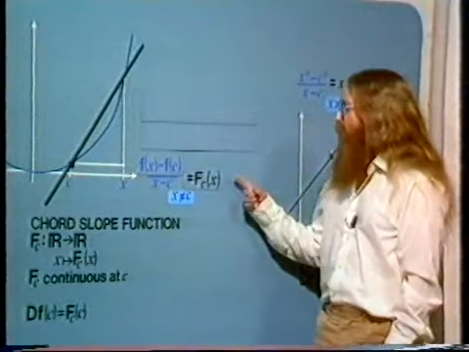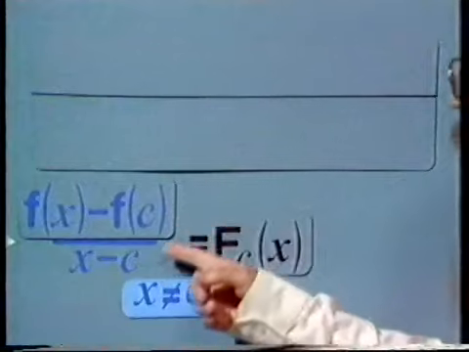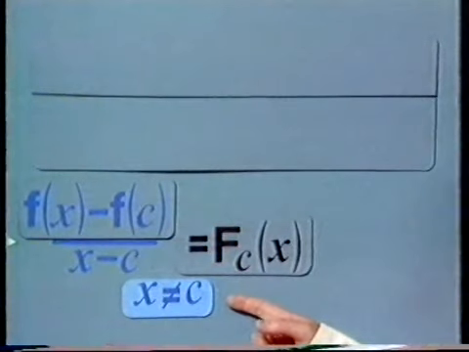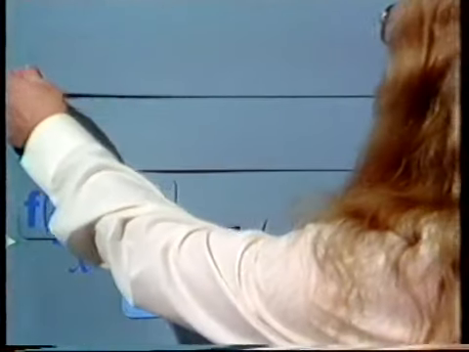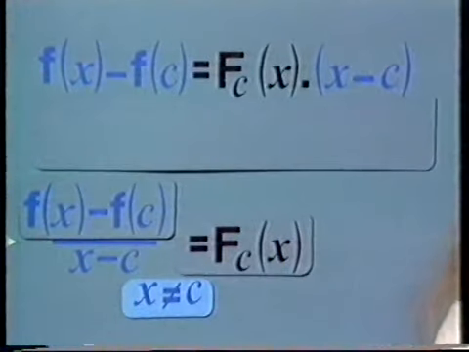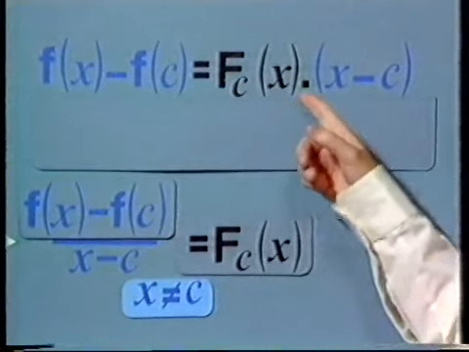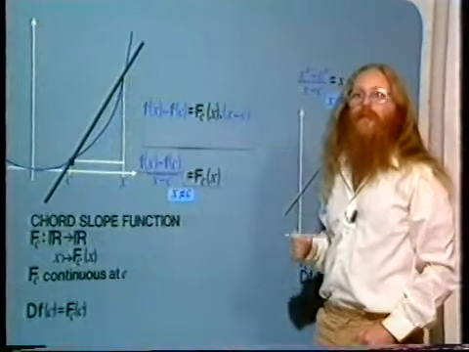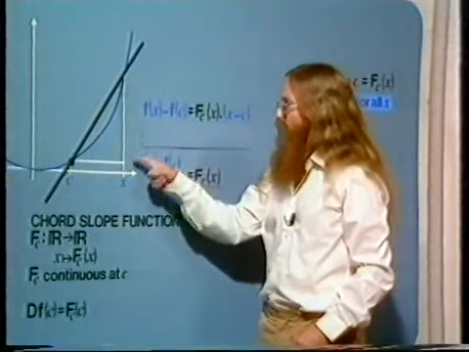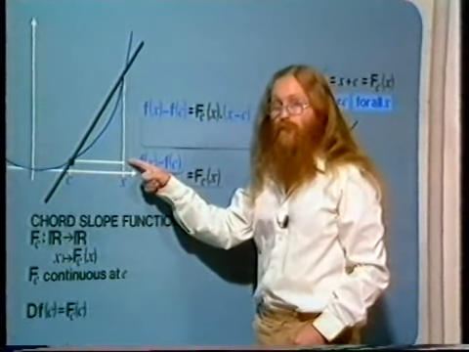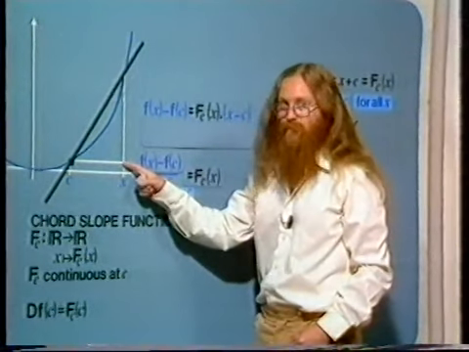Let's tidy this equation up a bit. It's rather awkward to use in proofs because of this quotient and this restriction. So what we'll do is cross-multiply by x minus c to obtain this equation. That's just this difference is equal to the value of the chord-slope function times this difference, and there's nothing strange about that. That corresponds to this geometrical fact that this height is equal to the value of the chord-slope function, that's the tangent of this angle, times this distance.